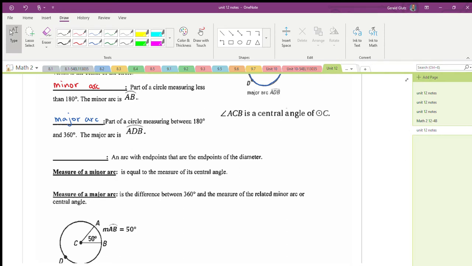So an arc with endpoints that are a diameter of the circle, so that means it's a line that goes through the middle or through the center of the circle, is called a semicircle because it just creates half of a circle, or you could call it 180 degrees.